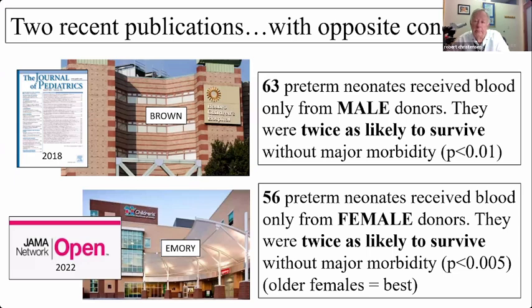They didn't look at age. I don't know if it's older males or younger males, but male donors were better donors for our NICUs than female donors. Well, a couple of years after that, from Emory, a similarly small size study, 56 preterm neonates received blood only from female donors. And those lucky babies that got blood only from females were twice as likely to survive without major morbidity. And not only that, but the grandma blood was way better than the teenage girl blood.